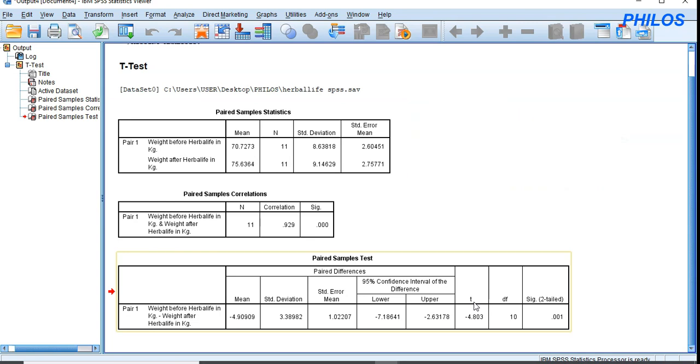So let's check. Now to check that, first we need to go and look for the critical value of t. Now to look for the critical value of t, we need two things. We need the level of significance and then we need the degrees of freedom. Now we know the level of significance to be 5% or 0.05. But when you look at the table, we have the degree of freedom to be 10. Okay. So now we know the degree of freedom and we know the level of significance. So let's go to the t table to check the critical value.